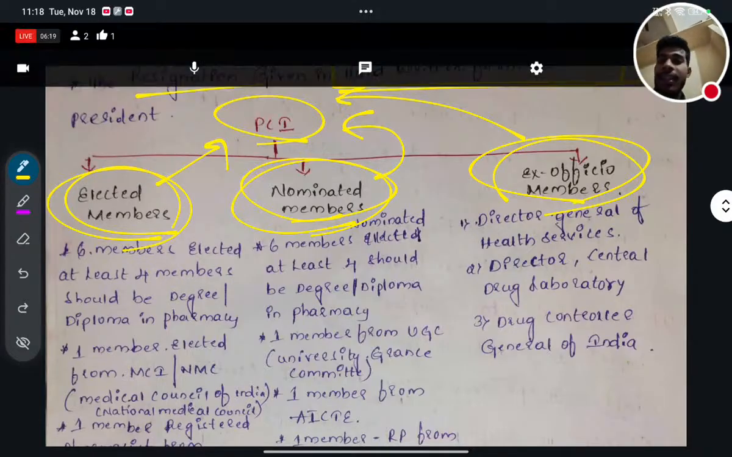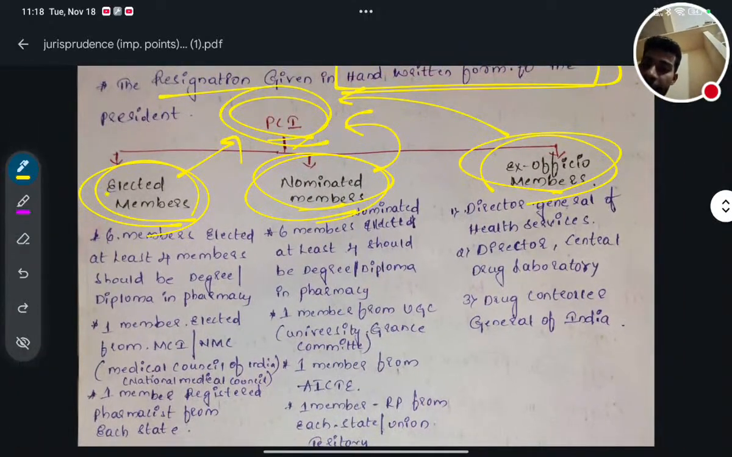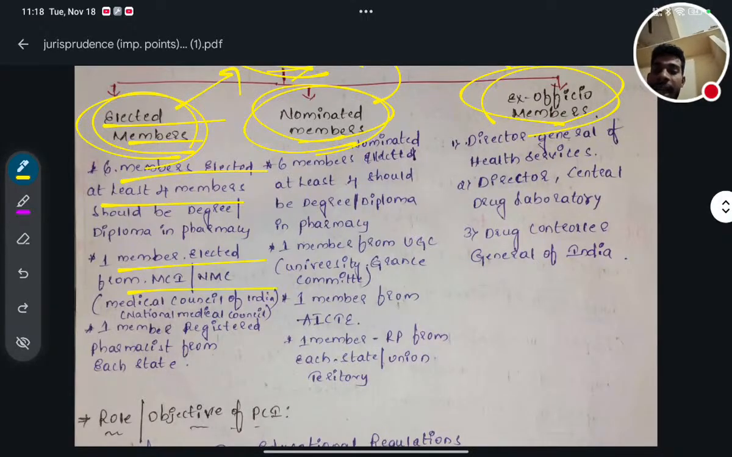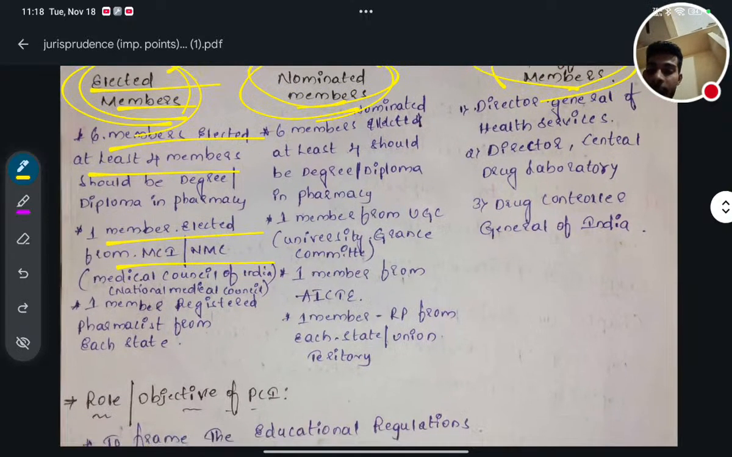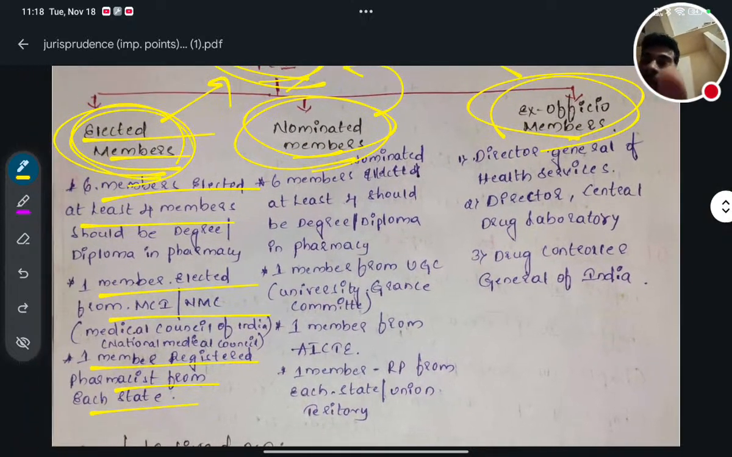The next thing is that in the PCI, the elected members: 6 members elected, at least 4 of whom should have a diploma in pharmacy. 1 member elected from the MCI or NMC. MCI means Medical Council of India and NMC means National Medical Council. 1 registered pharmacist member from each state. From each state, you have to remember. So these all are elected members.